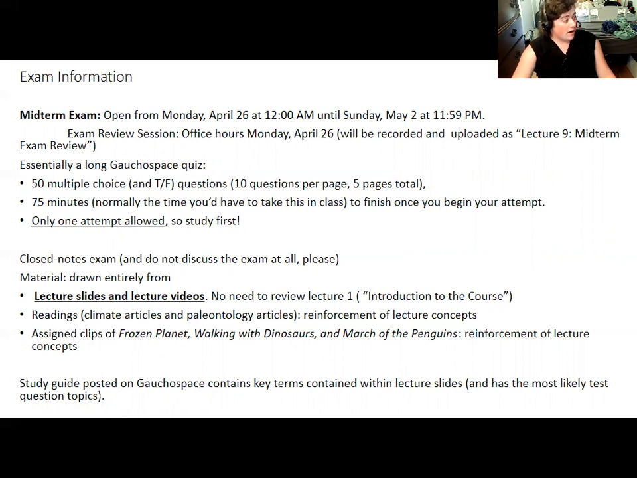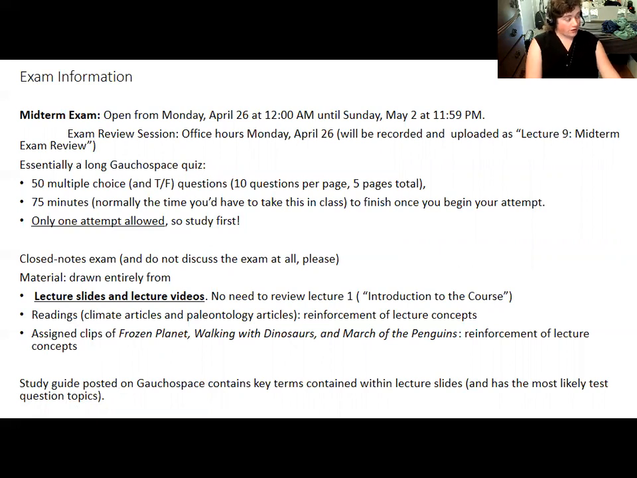The material is going to be drawn mostly from lecture slides and lecture videos. There will be a small handful of questions related to the climate articles and paleontology articles, as well as these video clips, but I will be writing those to connect them to lecture subjects. And for the review session next Monday, I'll give some examples of questions on the midterm that might relate to the movies or articles to give you a sense of what you should focus on.